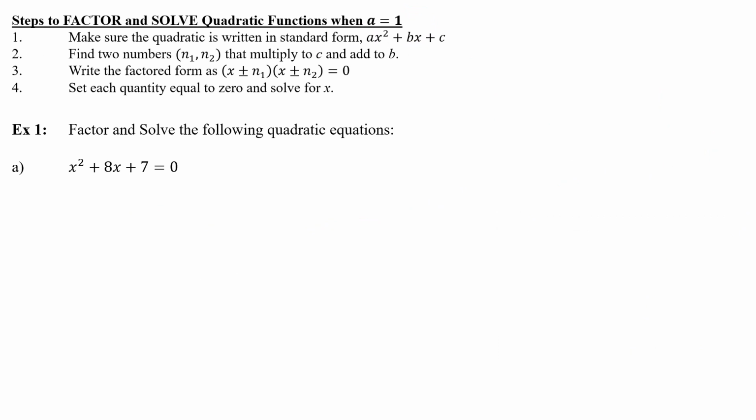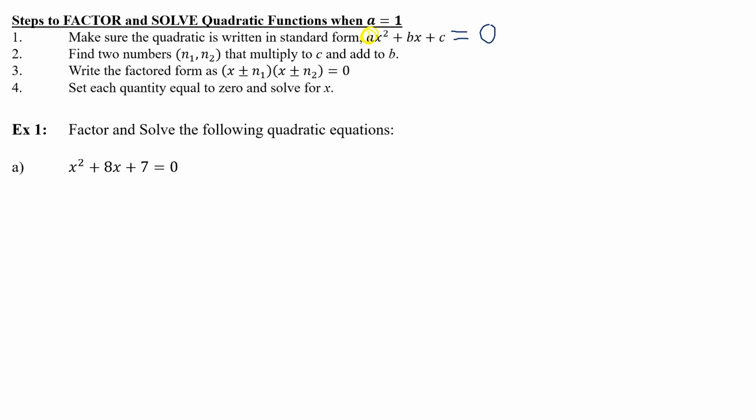Alright, so we're going to start off with what if we have to factor and solve quadratic functions when a equals 1? Remember, a is the leading coefficient. In these examples, a is going to be 1. Later on, we'll see examples where the coefficient of x squared, a, is not 1. Step 1 says make sure the quadratic is written in standard form, ax squared plus bx plus c, equals 0. There'll be some examples where it's equal to 0, and other examples where it's equal to f of x, which is the same thing as y.